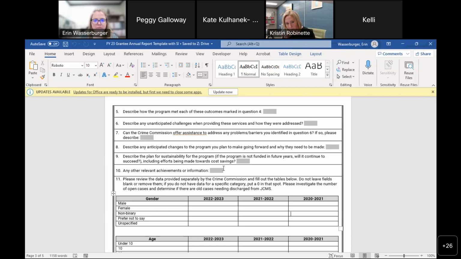If you have issues or challenges, let us know exactly which county that's in. So like question number 6 is unanticipated challenges. Question 7 is how can we help you with those challenges, if it's something we can help you with. And then number 8, anticipated changes.